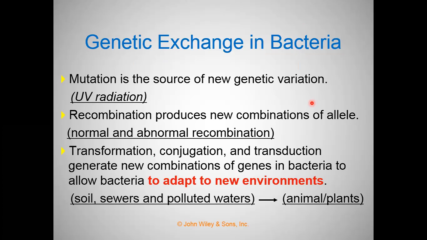Recombination produces new combinations of alleles. Because of recombination, new alleles are introduced into the population. So mutation is a very important factor in introducing new alleles into the population. Transformation, conjugation, and transduction generate new combinations of genes in bacteria to allow bacteria to adapt to a new environment. So because of these processes, bacteria can adapt to a new environment for their survival.